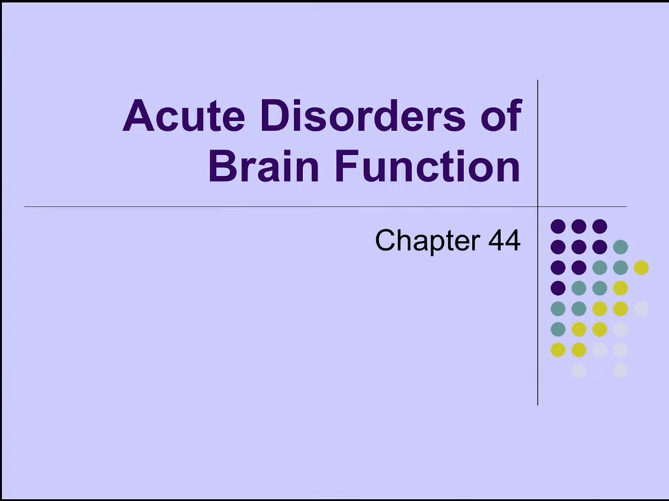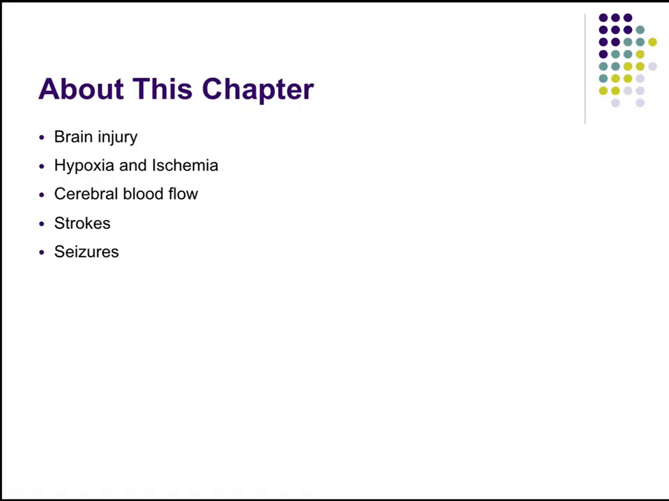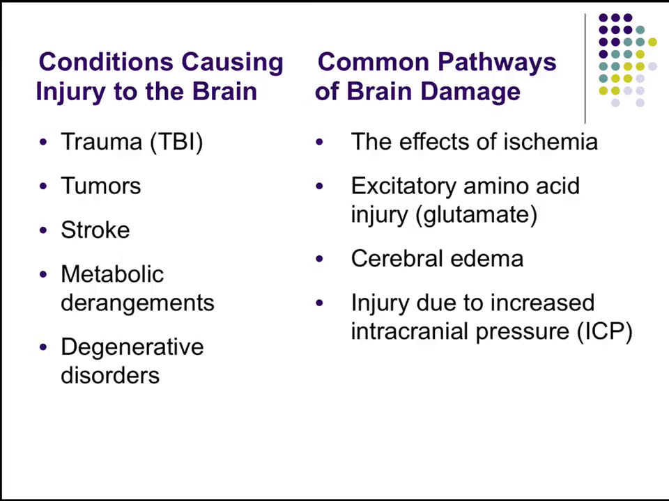Chapter 44, Acute Disorders of Brain Function. In this chapter, we'll discuss brain injury. We'll look at the impact of hypoxia and ischemia on the brain, and then we'll discuss normal blood flow to the brain, so cerebral blood flow, and then we'll end with strokes and seizures.